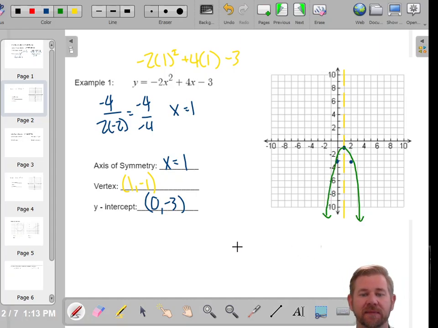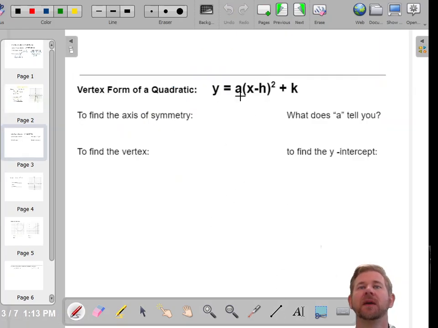Okay? That's it. That's standard form. Find the axis of symmetry, find the vertex, find the y-intercept, draw it. You got it. Vertex form.